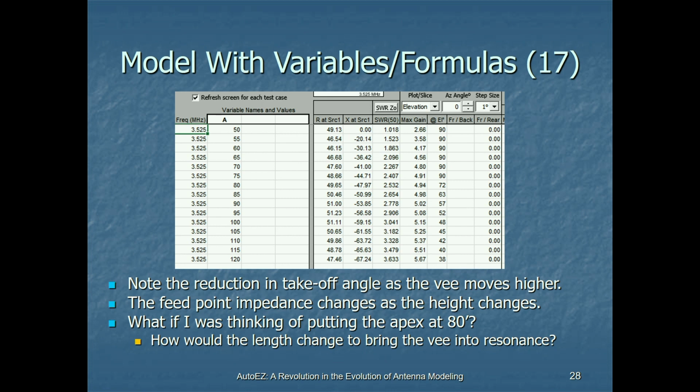Okay, so with that, here's the results. Notice that the frequency column on the left is always 3.525 because we haven't changed that, but the height goes for the A variable from 50 to 120 feet, and then we can see what happens to the resistance and the reactance. The SWR, of course, goes up. The max gain goes up. The takeoff angle of maximum signal, though, interestingly as you would expect, drops from 90 degrees when the V is very close to the ground, a cloud warmer, down to 38 degrees.